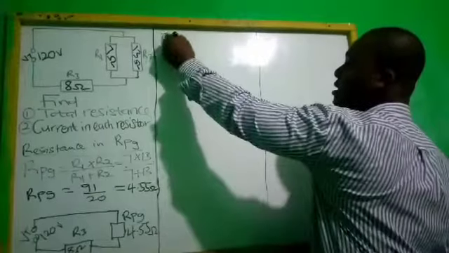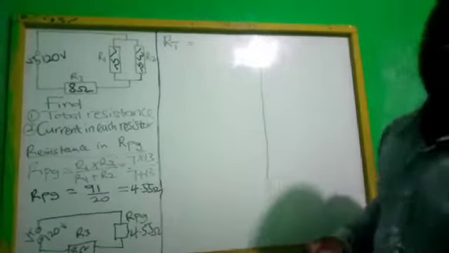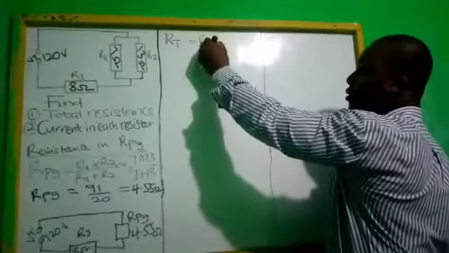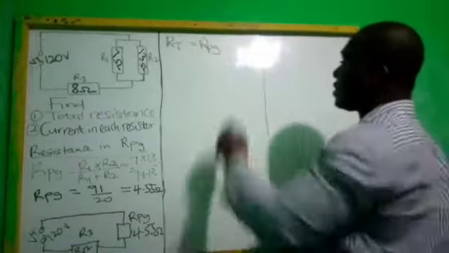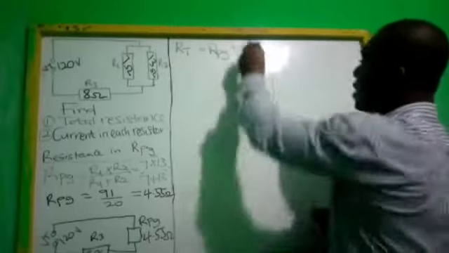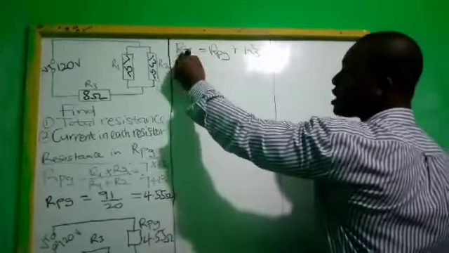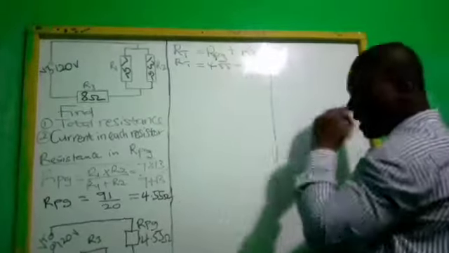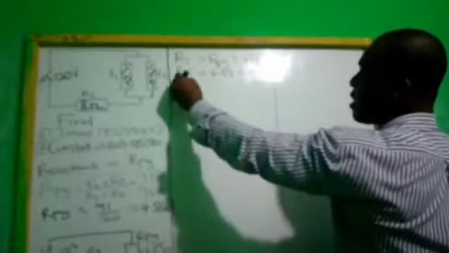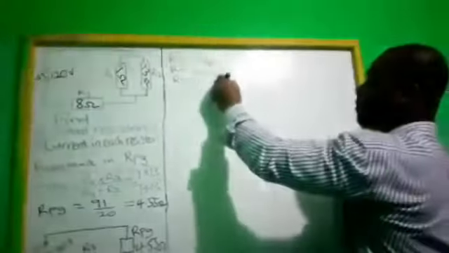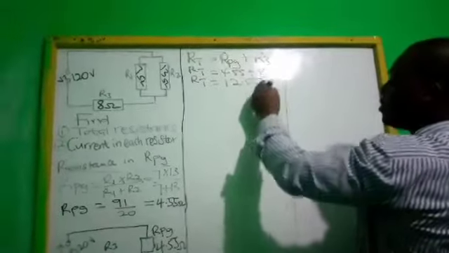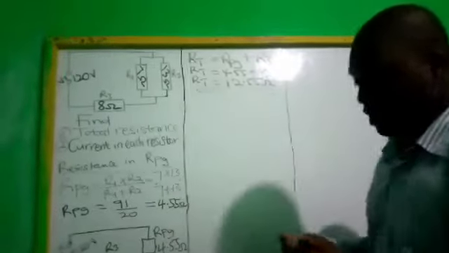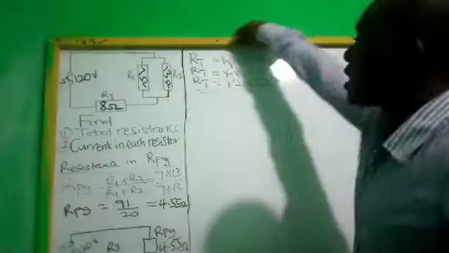So our total resistance is the R in the parallel group, 4.55, plus the R3, being 8. So our R total, which is the total resistance, becomes 4.55 plus 8, which is 12.55 ohms.